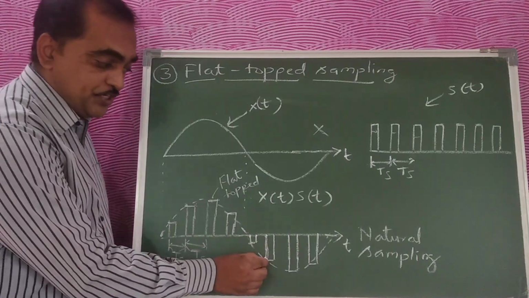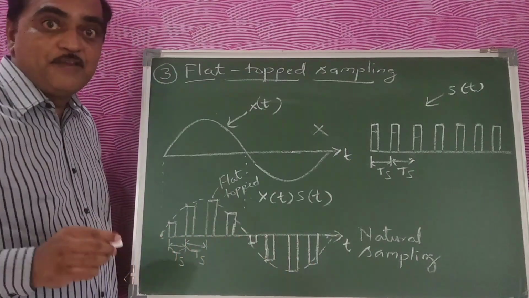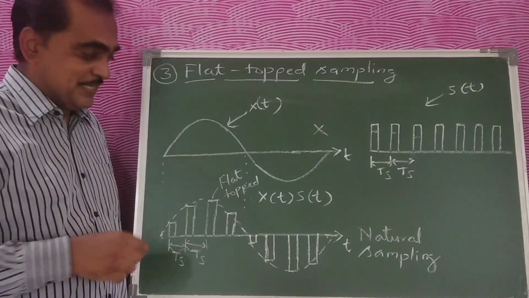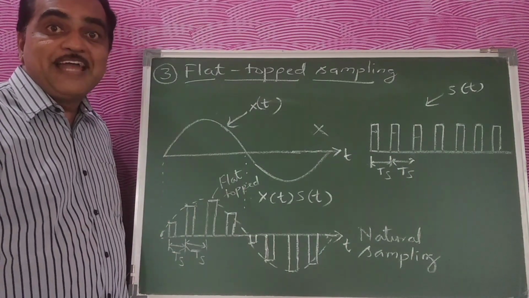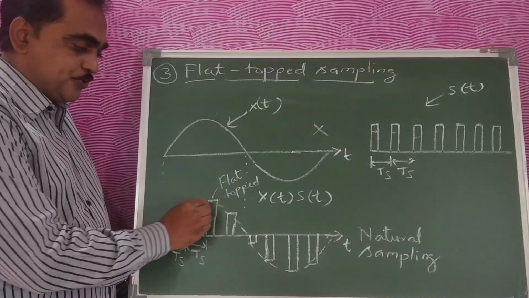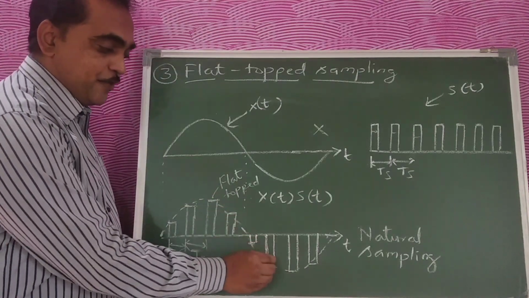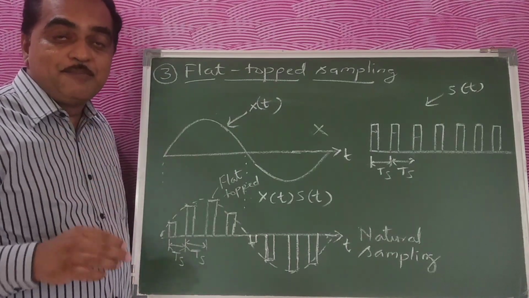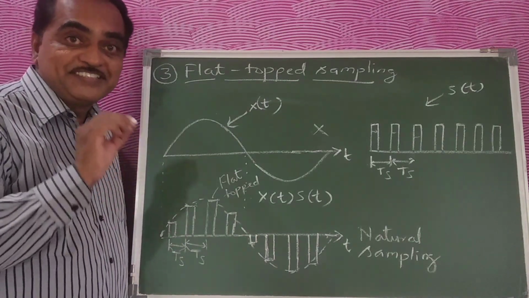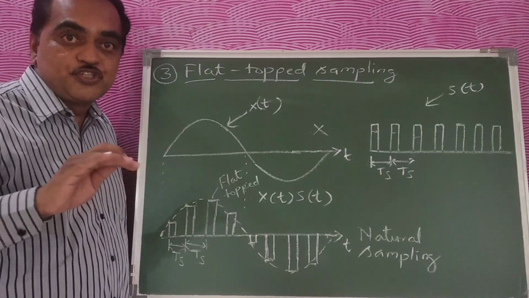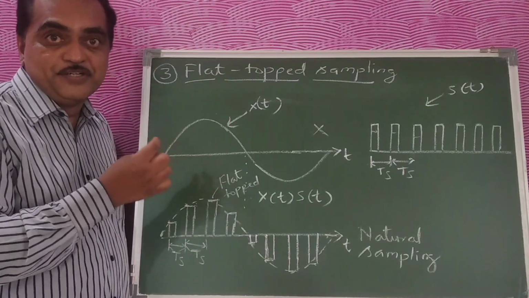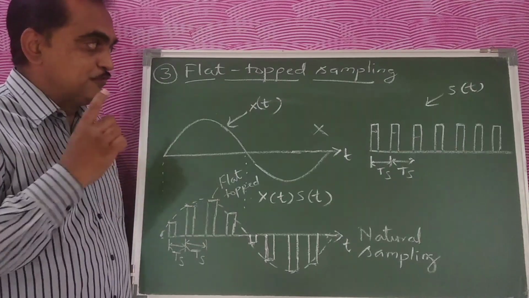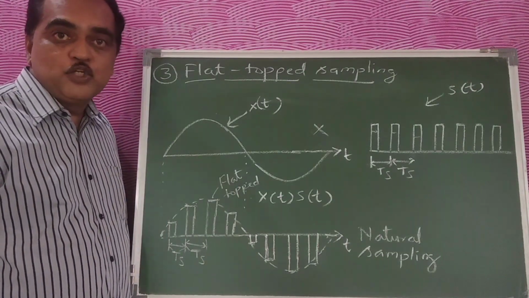Because it is remaining constant at every amplitude value from the first instant to the last within the width, that is why it is called flat topped. All these tops are flat. They are not going to vary according to the instantaneous value. They will remain at the first value they have touched. There only it will remain constant for that width time period. For the width of the pulse, it will remain constant. So that is why this is called flat topped sampling.